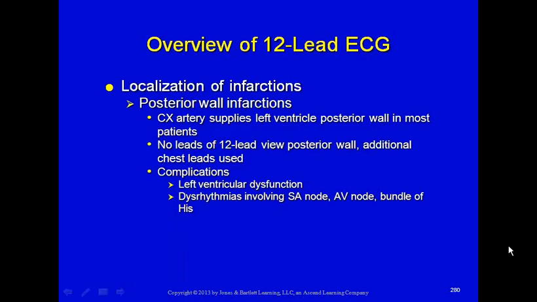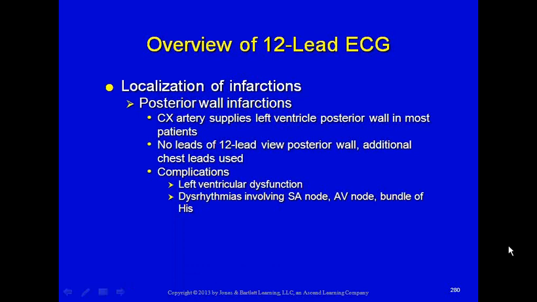Posterior wall infarcts, the circumflex artery supplies the left ventricular posterior wall in most patients, and there aren't any really good leads that look at the posterior wall in a standard 12-lead ECG. But when the posterior wall of the left ventricle is infarcting, it leads to left ventricular dysfunction. It also can lead to dysrhythmias involving the SA node, the AV node, the bundle of His, bundle branch blocks, as well as heart blocks.